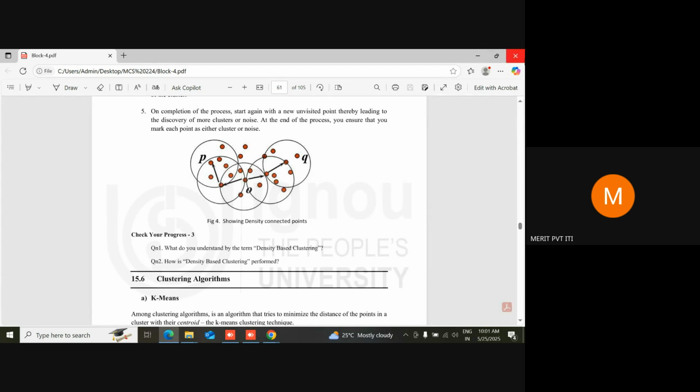So this is the PQ. This is the density. The arrows show the connected points.